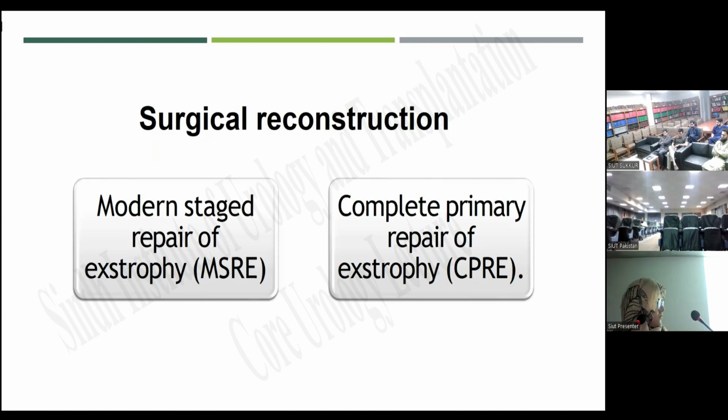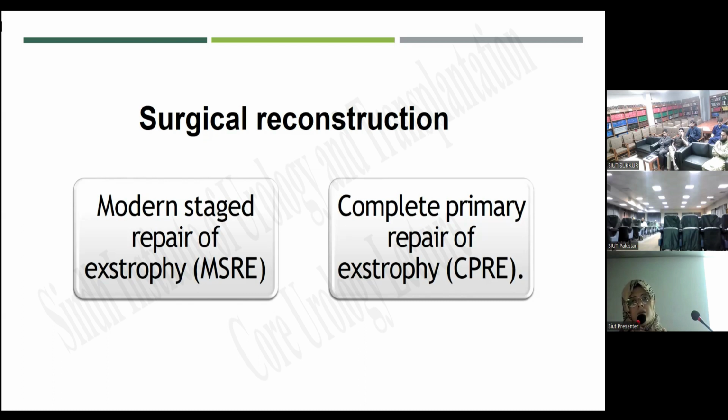There are certain benefits as well as disadvantages of these different approaches. The benefit of complete primary repair is that it is usually done at an earlier age of the patient, usually within 72 hours. The benefit is that when we repair the epispadias, there is increased outflow resistance of the urine, which causes bladder cycling in the bladder, and bladder capacity improves with age.